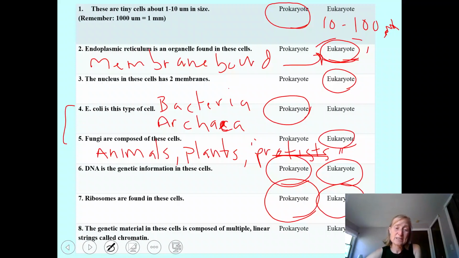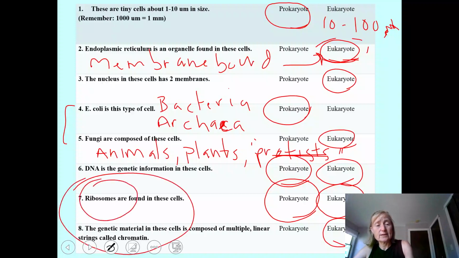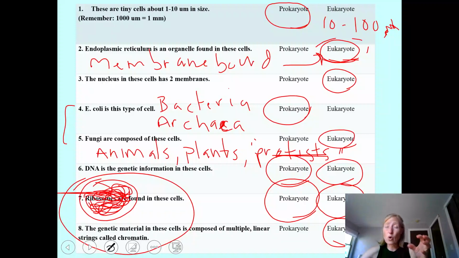Question 8. The genetic material in these cells is composed of multiple linear strings of genetic material called chromatin. All right. Eukaryotes have, if we draw a eukaryotic cell, it has a nucleus, and in its nucleus are strings of DNA. Those strings of DNA are linear. There are lots of them. In humans, we have 46, and we call that chromatin. It coils up sometimes, and we call those chromosomes.